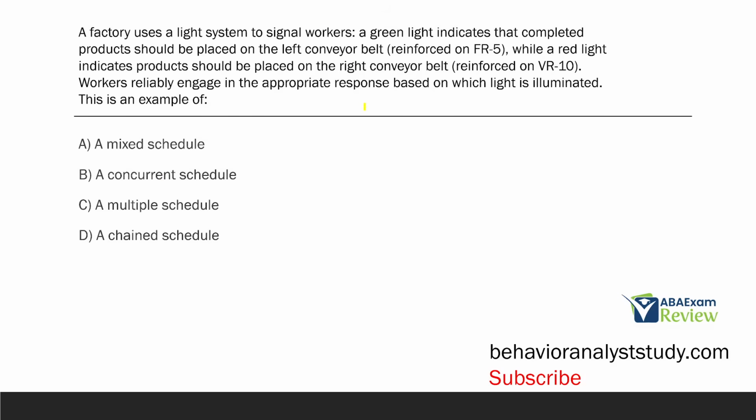A factory uses a light system to signal workers. A green light indicates that completed products should be placed on the left conveyor belt, reinforced on FR5, while a red light indicates products should be placed on the right conveyor belt, reinforced on VR10. Workers reliably engage in the appropriate response based on which light is illuminated. This is an example of what? Now, immediately when we read this, you should think compound schedule, right? We have VR10, FR5. Let's just kind of write that out.